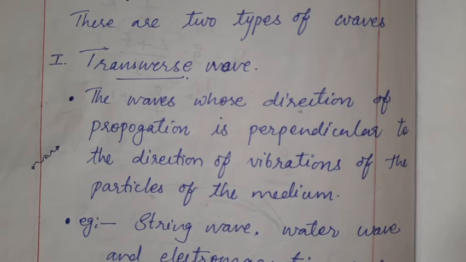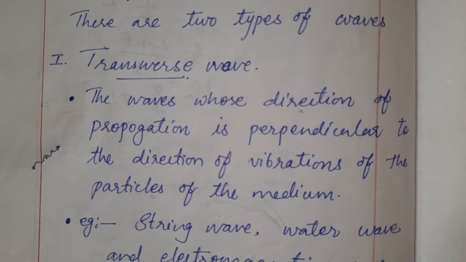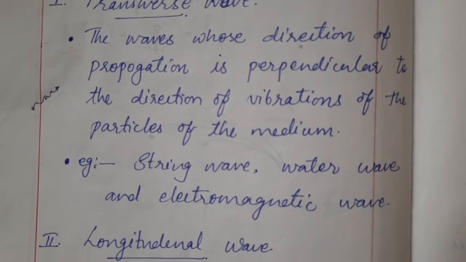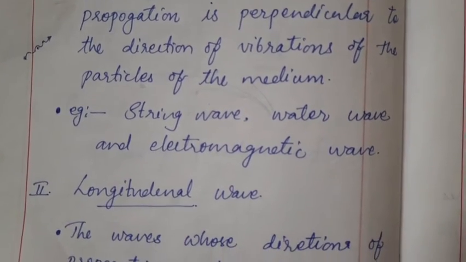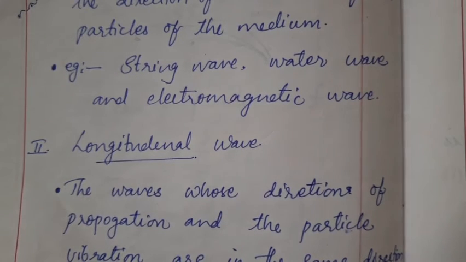This kind of waves we can produce even in strings. A stretched string, you can produce a wave like this. Even in a slinky, you can produce this kind of waves. So string wave, water wave, electromagnetic wave, etc. are transverse in nature. Electromagnetic wave means waves like light, heat, ultraviolet, X-ray, etc. Those waves or these radiations.